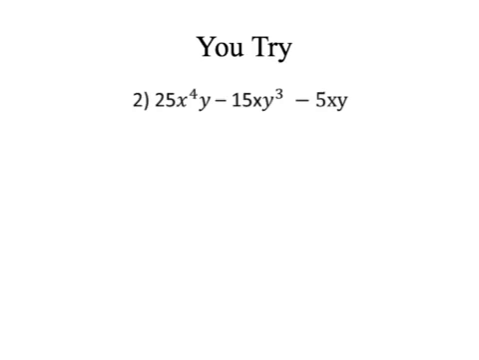Right. The biggest number I can divide 25, 15, and 5 by would be 5. I have x's in all of them. My smallest exponent is x to the first, so just x. I have y's in all of them. My smallest y exponent is 1, so that's all I can take out, just a y. Then divide each term. 25 divided by 5 is 5. I have 4 x's. I take out one of those x's, so I only have 3 left.